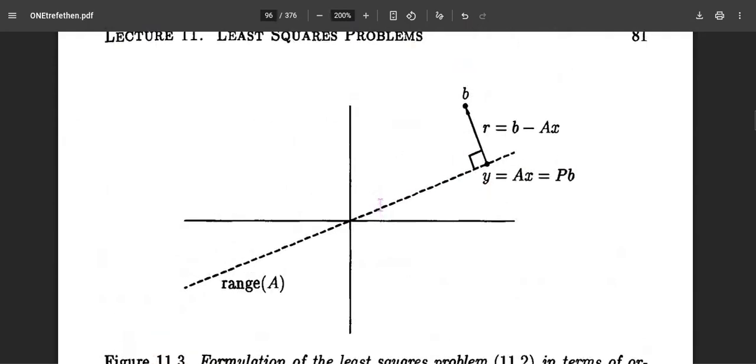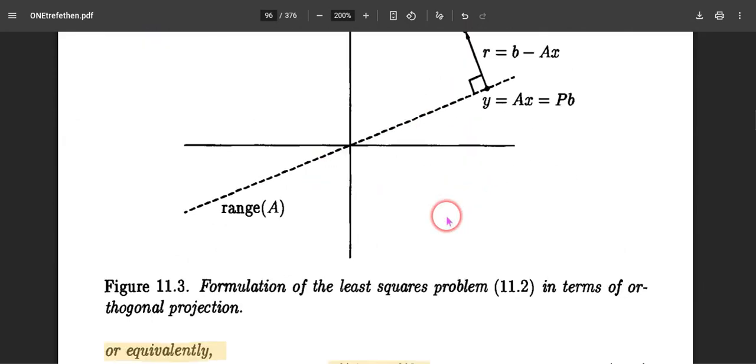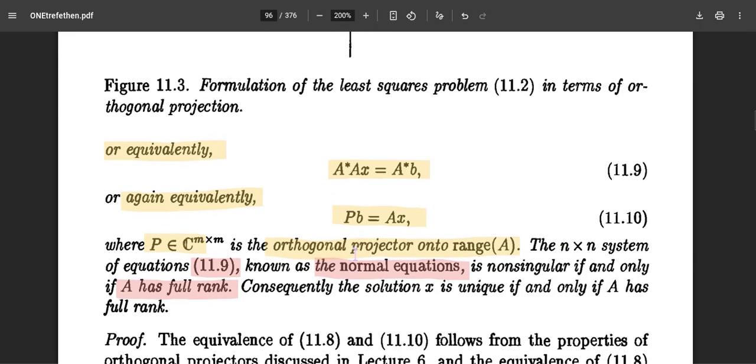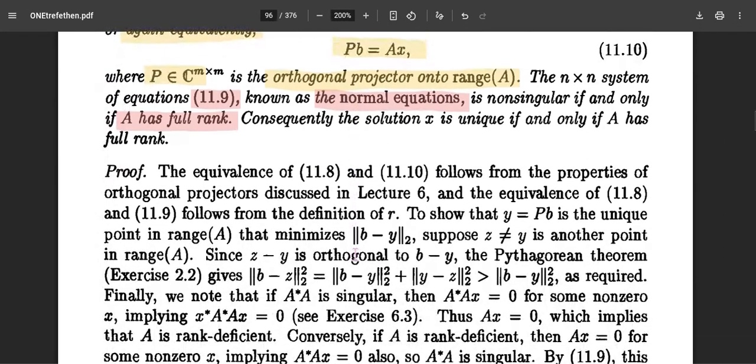This is what has been represented diagrammatically here. Equivalently, we form the normal equations 11.9, which is again equivalent to finding the projector to project the vector B into the column space of A, using the coefficient of expansion x, such that P is an orthogonal projector. Only then do we find an optimal solution for this Ax equal to B, which is now an overdetermined system.